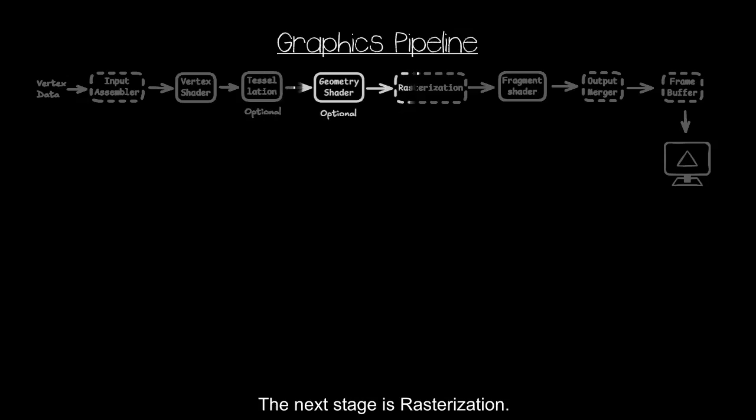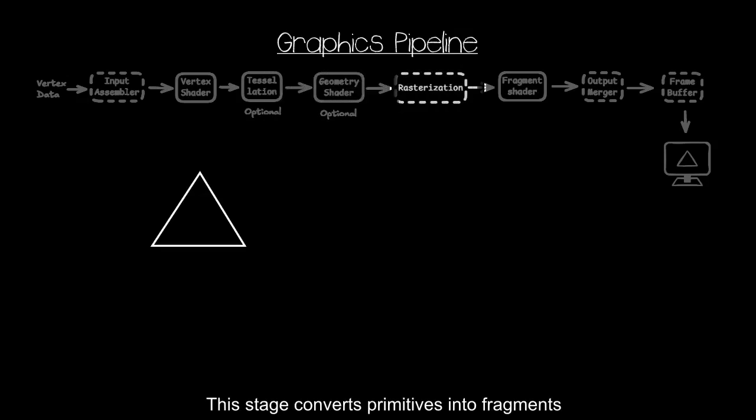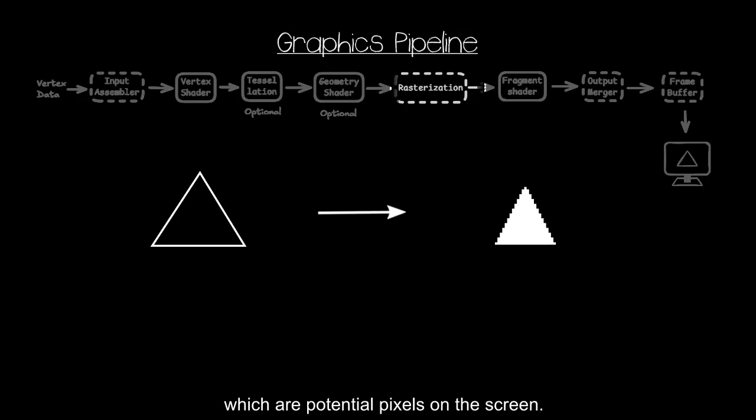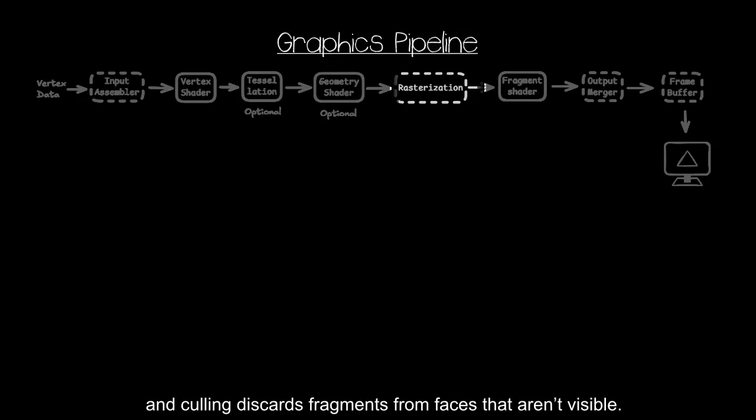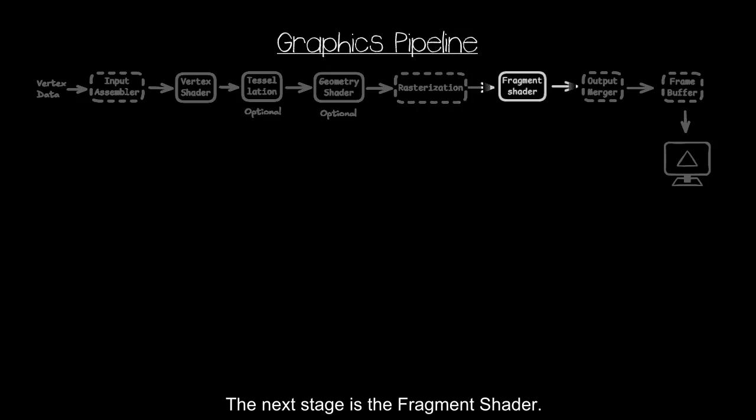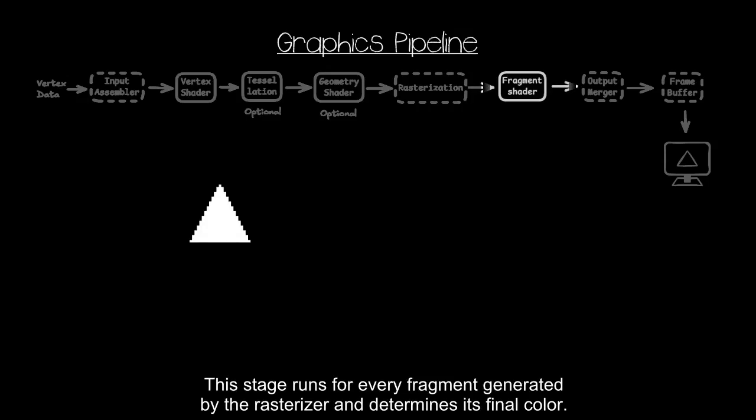The next stage is rasterization. This stage converts primitives into fragments, which are potential pixels on the screen. They are called potential because some may be removed. Clipping discards fragments outside the camera's view, and culling discards fragments from faces that aren't visible. The next stage is the fragment shader, also called the pixel shader. This stage runs for every fragment generated by the rasterizer and determines its final color.